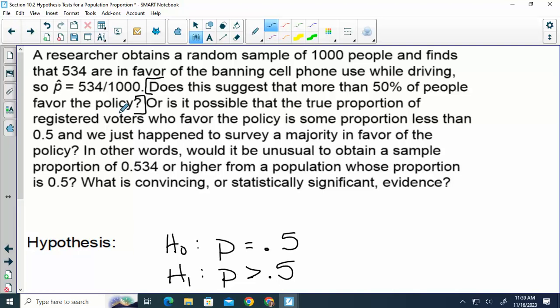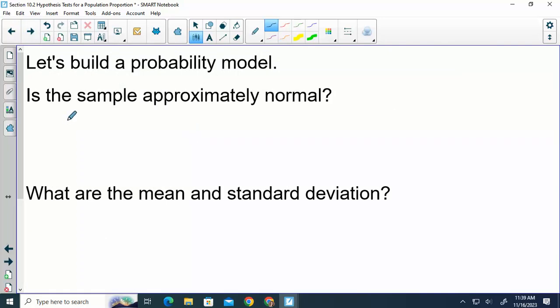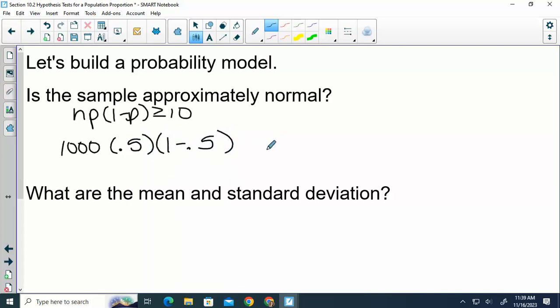If we're talking about p, we have to first make sure it's approximately normal. So we need to check our criteria. What are my criteria? My n, we had 1,000. The p is 0.5, times 1 minus 0.5. That equals 250, which is more than 10, so we're good.